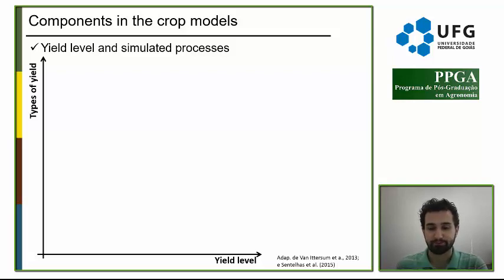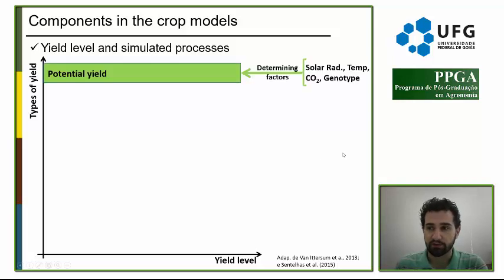To understand this, the models are built based on this type of yield and based on the processes that I want to simulate. The first level that you have is the potential yield, where the determining factors include, for example, solar radiation, temperature, CO2, and genotype, which are the main factors that define the potential yield for a crop. So see that we don't have problems with water, pests, or disease. So you have this potential yield, the maximum, that solar radiation, temperature, CO2, and genotype define.